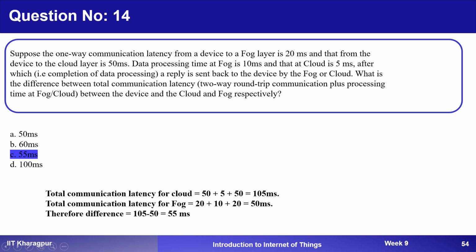Okay. So the total communication latency for your cloud is 105 millisecond, and for your fog layer, 20 millisecond is one way latency. So two way latency will be 2 into 20, that is your 40, and the processing time is 10. So 40 plus 10 is 50. So the difference is 105 minus 50, that is your 55 millisecond. Fine.